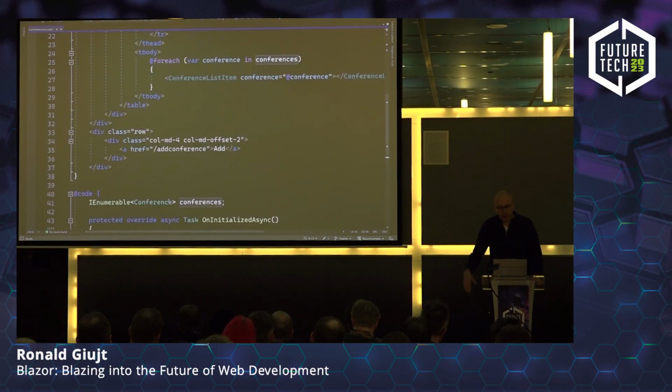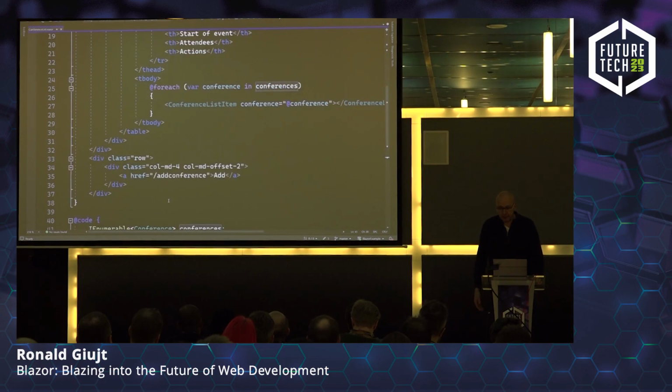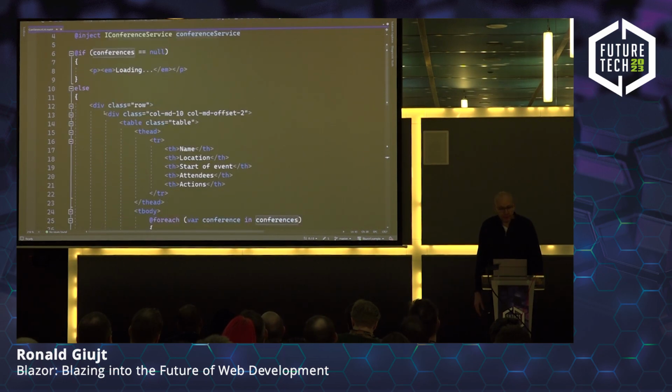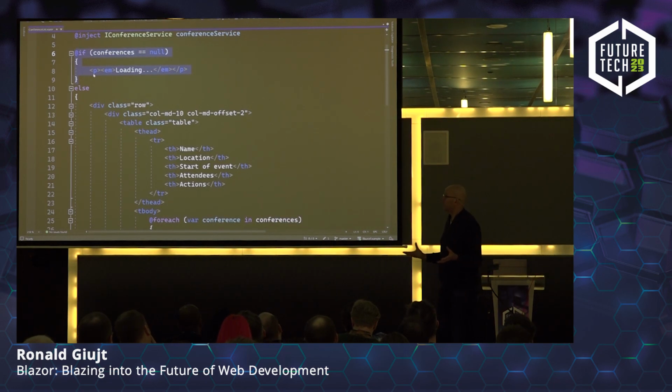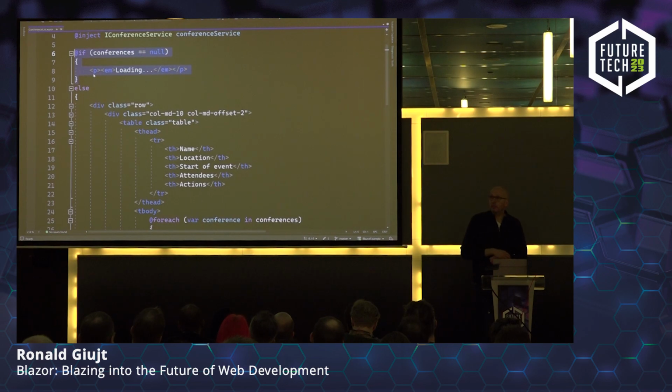Now the cool thing is, because we have this smart update mechanism, initially this will display loading, and then automatically when the conferences arrive, when they are loaded, the view will update. Automatically, I don't have to do anything for it. I'm just putting something in the conferences variable, and ploof, we have a table rendering.